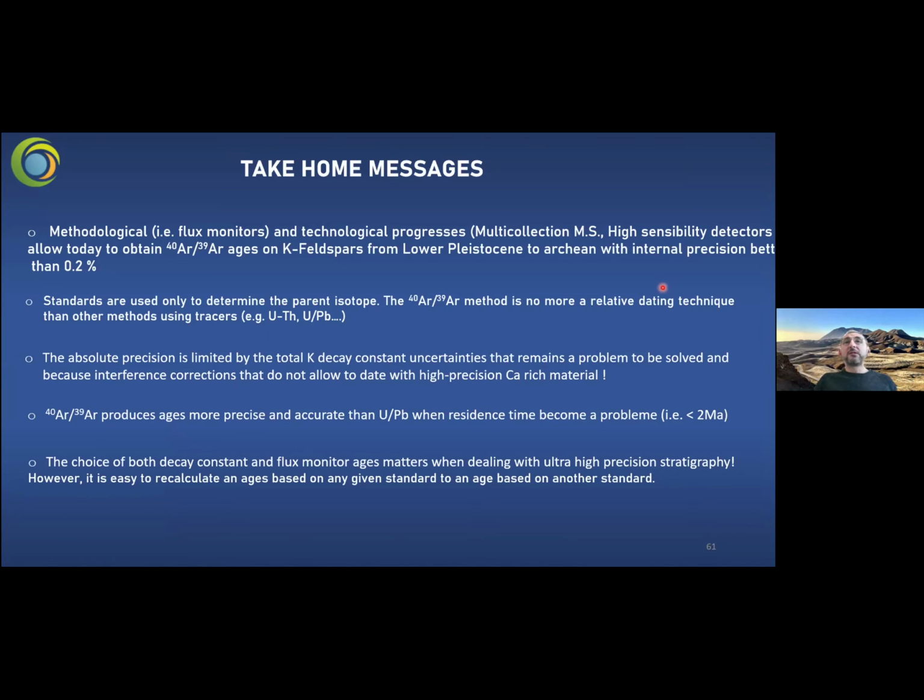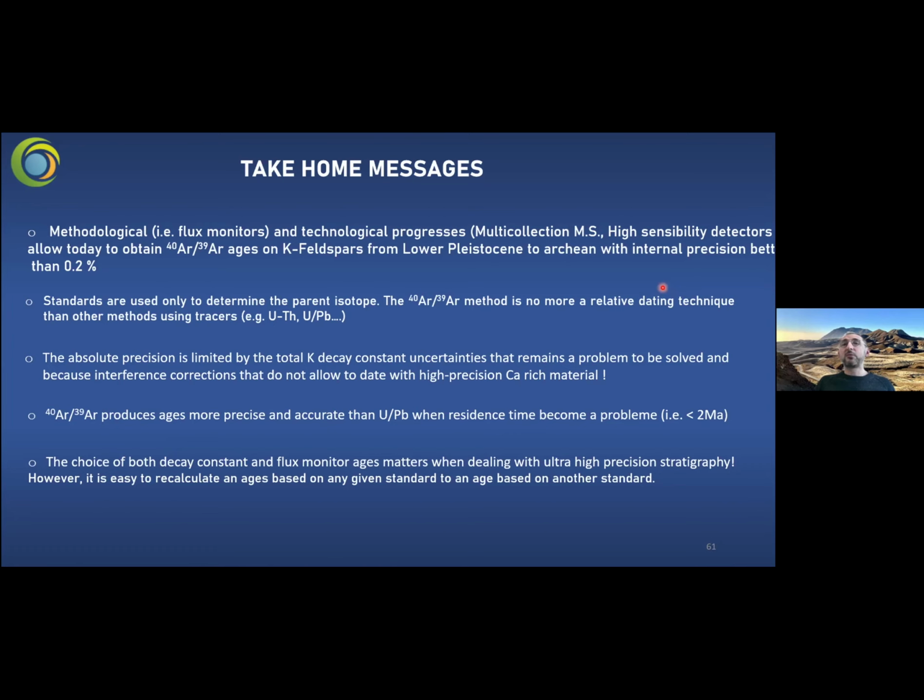Methodological and technological progress now allows obtaining argon-argon ages on potassium feldspar from the lower Pleistocene to the Archean with internal uncertainty better than 0.2%. Of course, standards are used only to determine the parent-product ratio. So the argon-argon method is no more a relative dating technique than other methods using tracers. The absolute precision is limited by the total decay constant uncertainty.